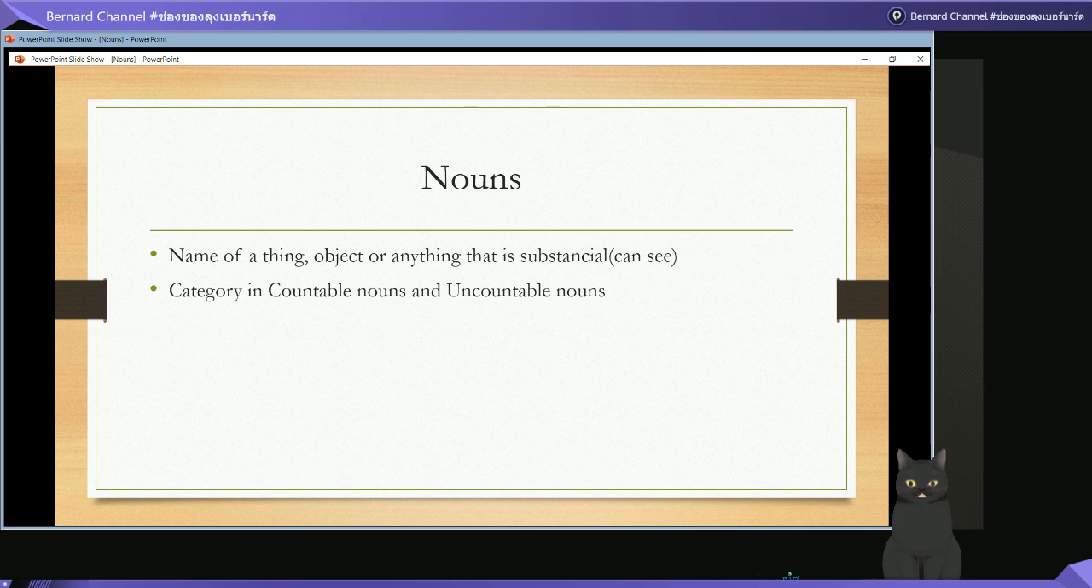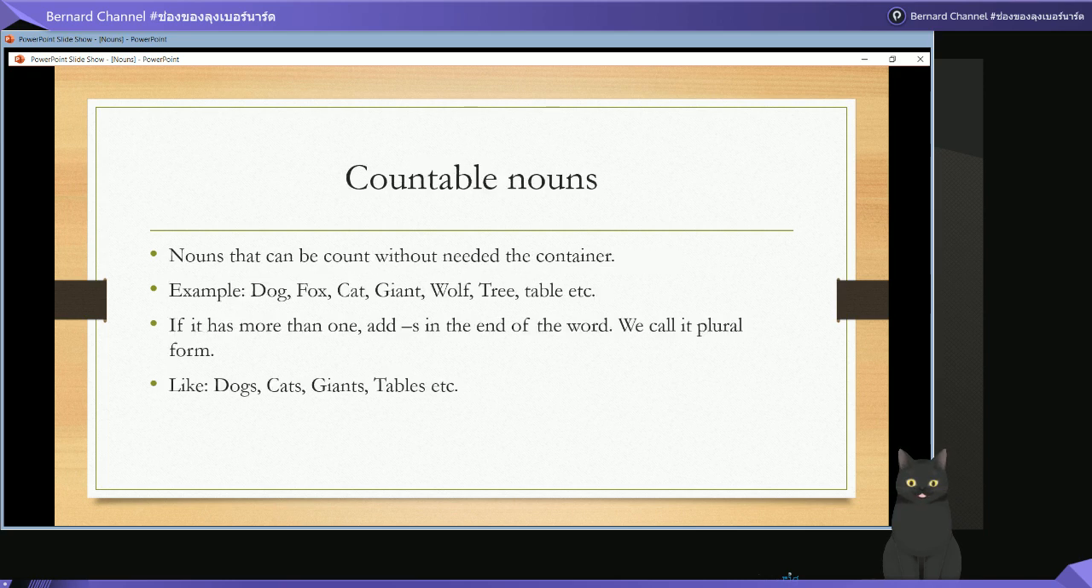I believe that. Okay, let's get back to the countable noun. So what is the first category? Countable noun? Yes, simple. Countable is from "you can count." So the countable noun is the noun that you can count without needing a container. You can count it plainly.